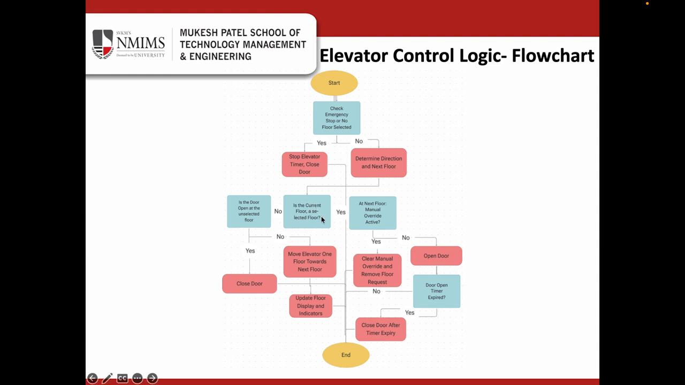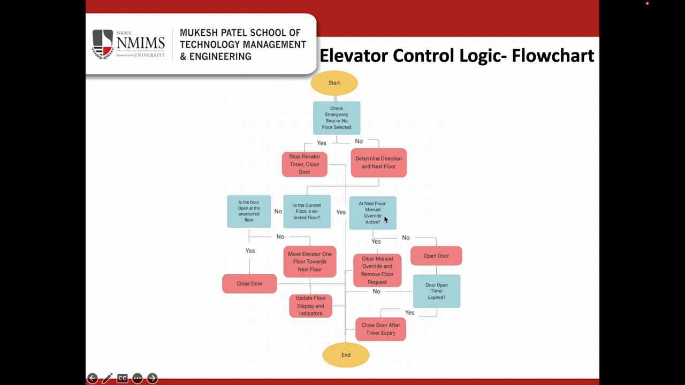If the current floor is a selected floor, then at the next floor it checks whether the manual override is active or not. Basically, the manual override is a function wherein if you double tap or double press the floor button, it cancels or unselects that floor. So if the manual override is active, then it clears the manual override and removes the floor request, and then it stops the system.